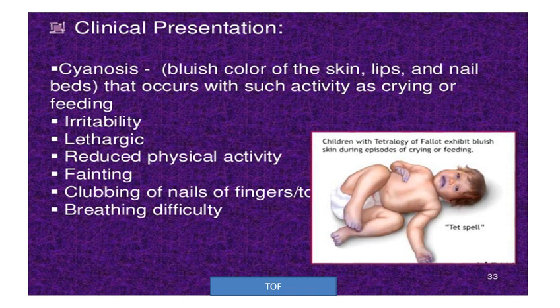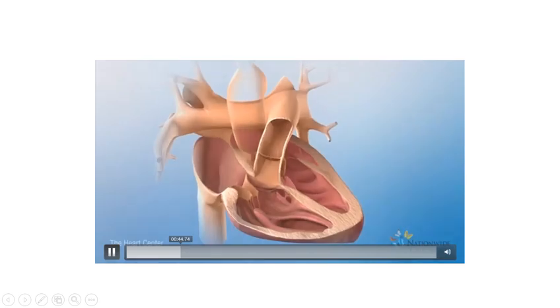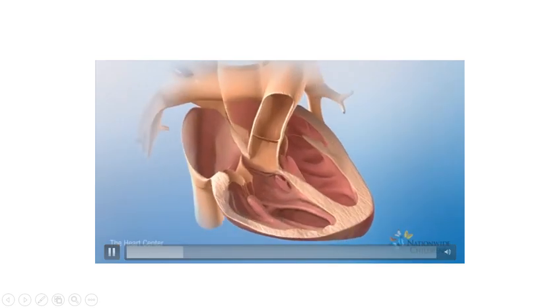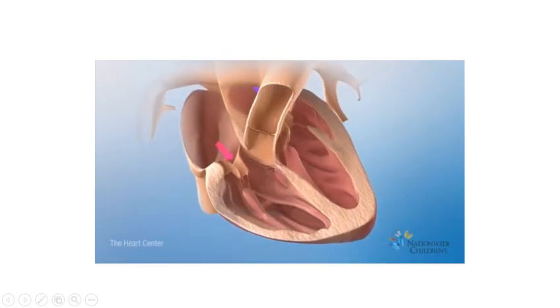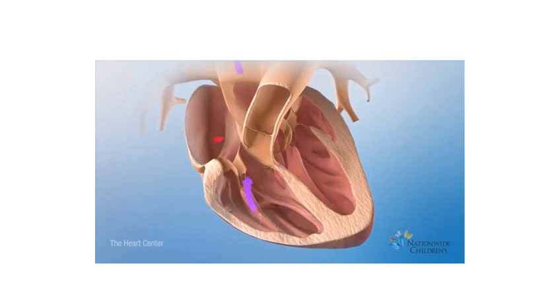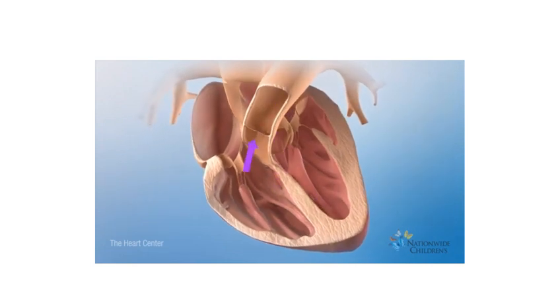Clinical presentation: cyanosis, irritability, lethargy, reduced physical activity, fainting, clubbing of the nails and fingers, and breathing difficulty. So this is a video of tetralogy of Fallot, called the ventricles. The hole allows oxygen-rich blood to mix with oxygen-poor blood.